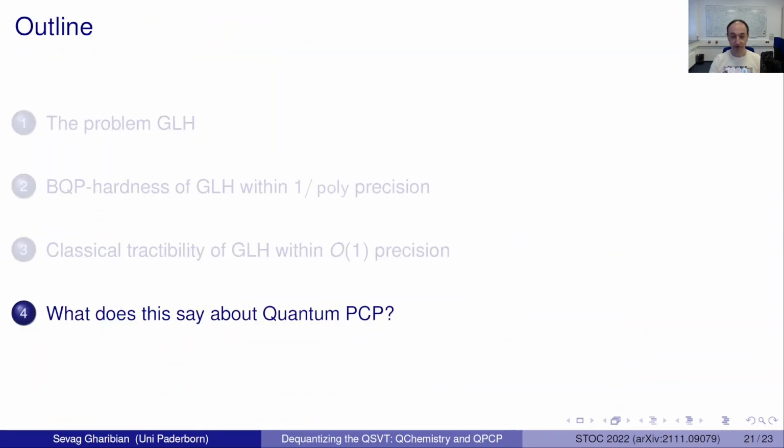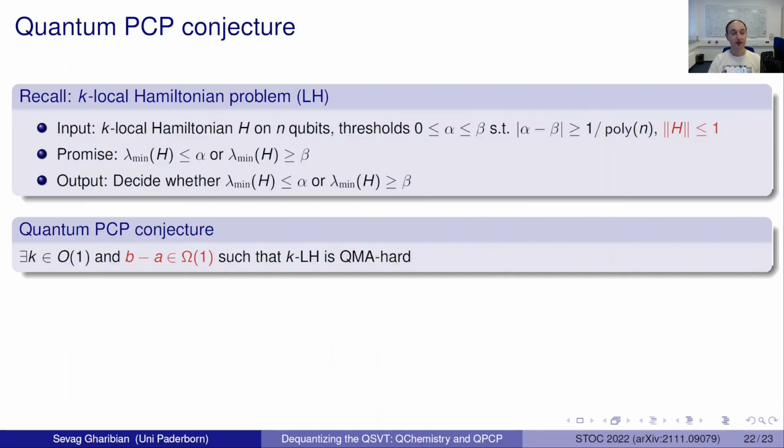Good. Now we come to the last point, which is what does all of this say about the quantum PCP? And to tell you about that, let me just briefly remind you, in the local Hamiltonian problem, we wanted the precision to be 1 over poly, and the PCP conjecture claims that even in the setting of constant precision, this problem should be QMA hard, quantum NP hard.